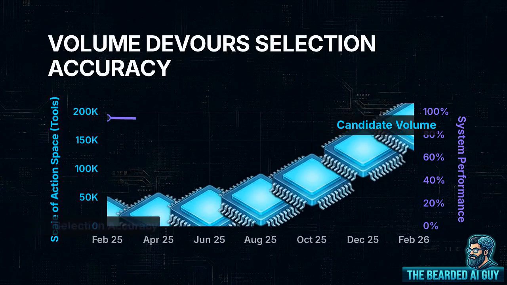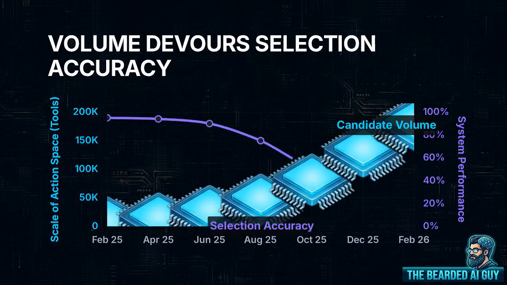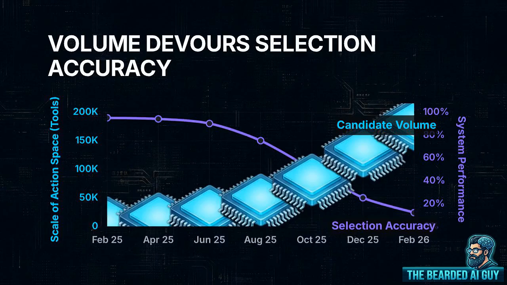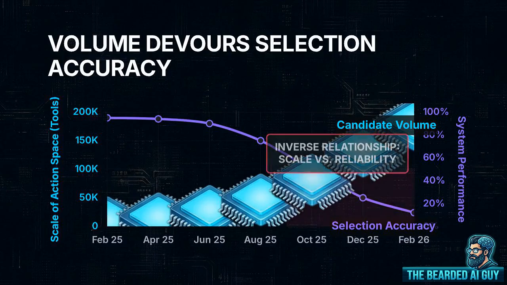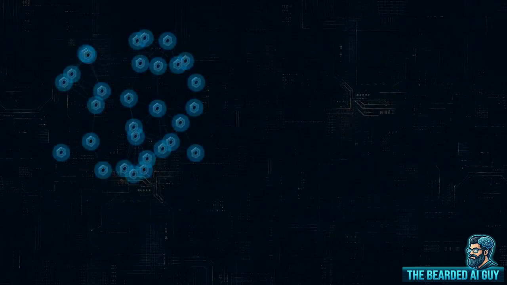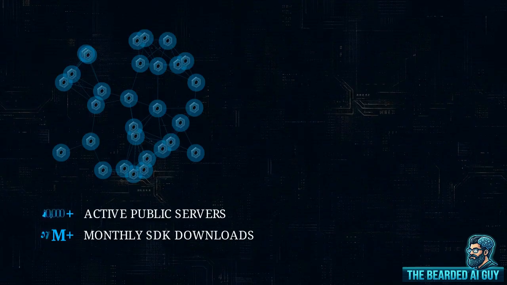As the number of available tools increased, selection accuracy began to drop. Development teams now face a consistent inverse relationship. A larger candidate set frequently leads to a higher probability of picking the wrong tool for the task. The metrics on the left reflect the rapid adoption of the Model Context Protocol since its late 2024 launch. By December 2025, the ecosystem reached 10,000 active public servers and over 97 million monthly SDK downloads.